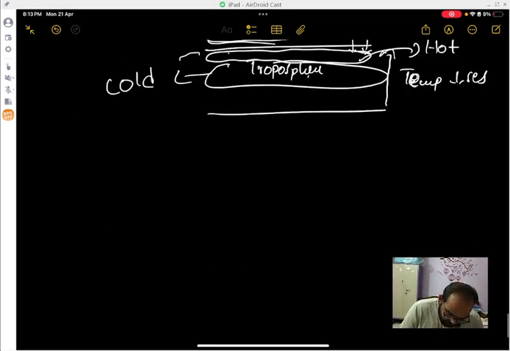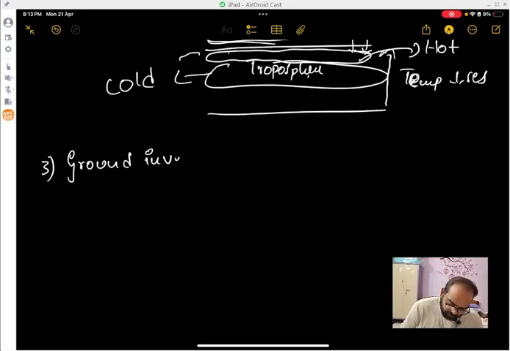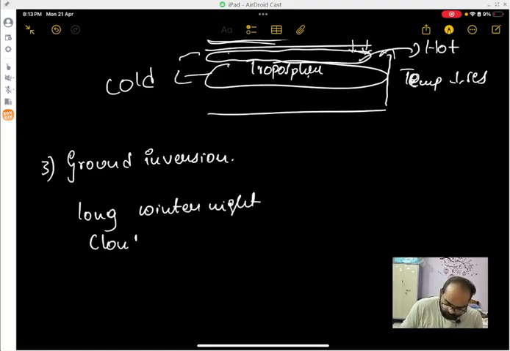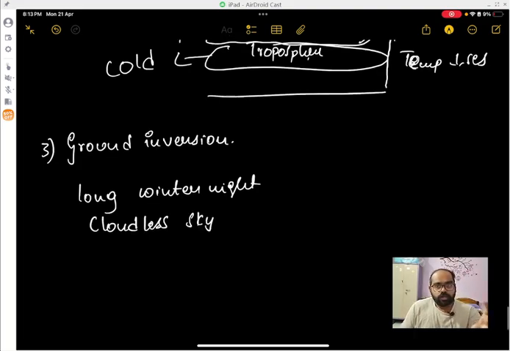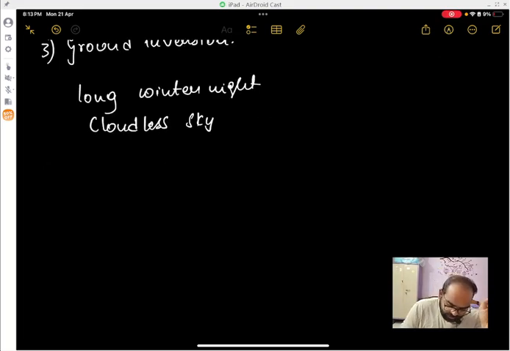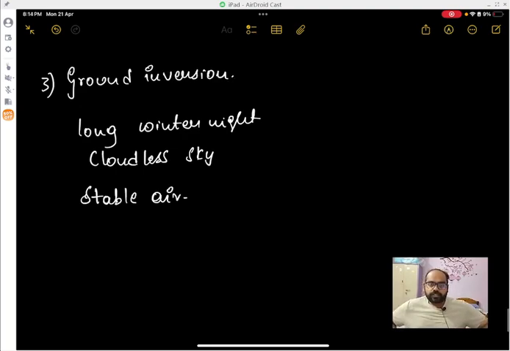Third one, ground inversion. For ground inversion to happen, the ideal conditions are long winter nights, cloudless sky, and stable air. It is the ideal condition for ground inversion. What happens in ground inversion?